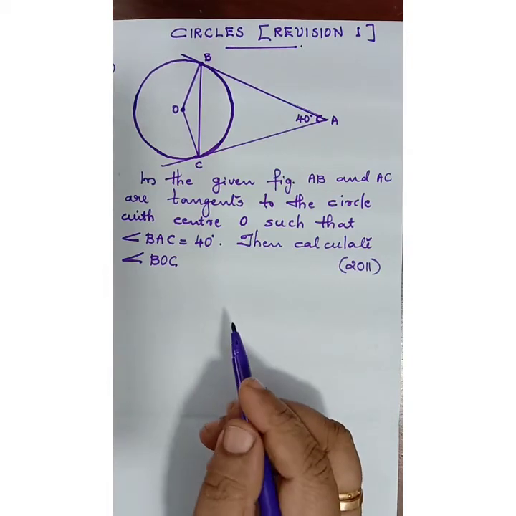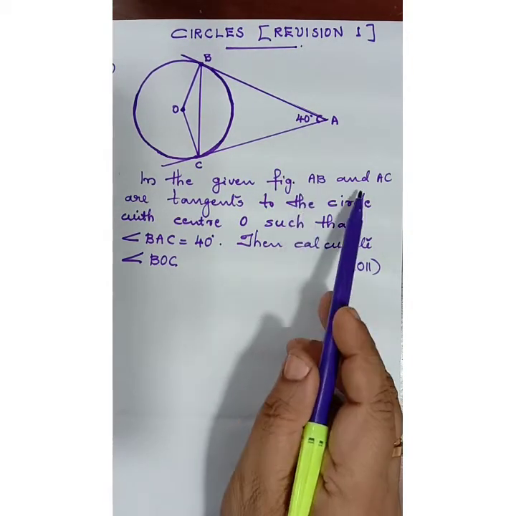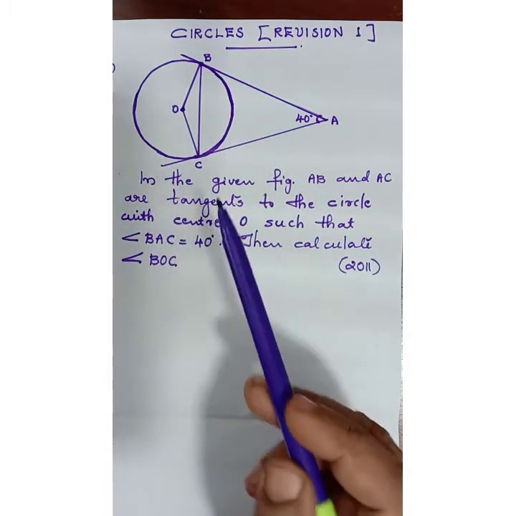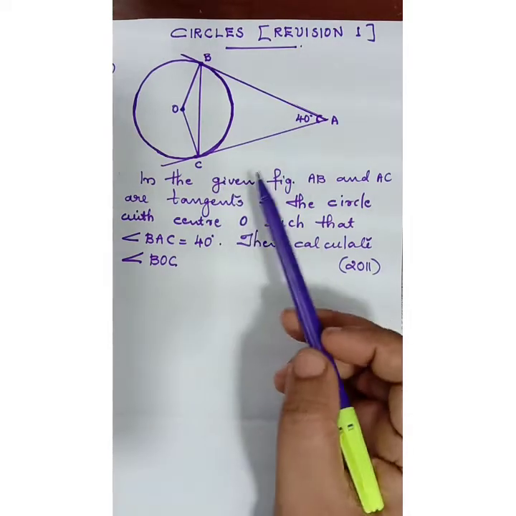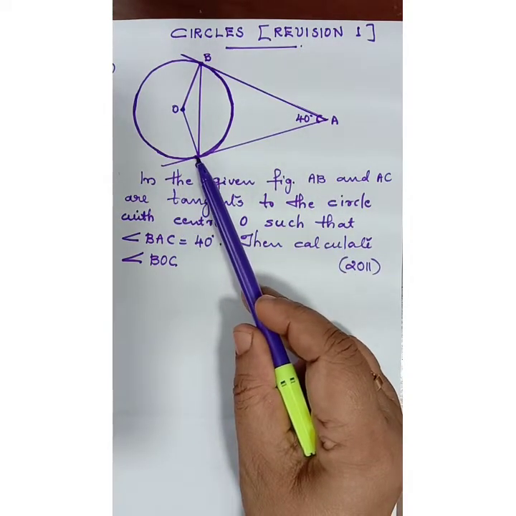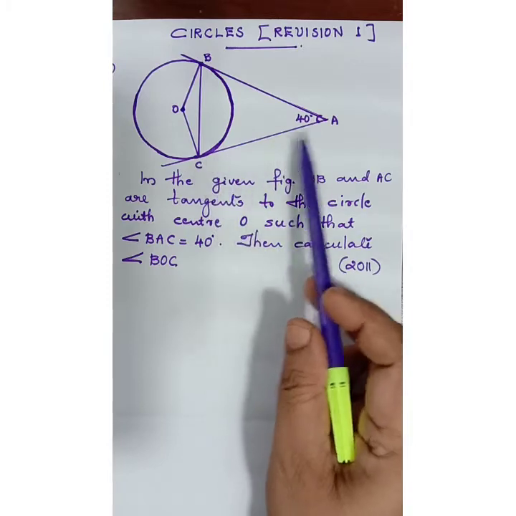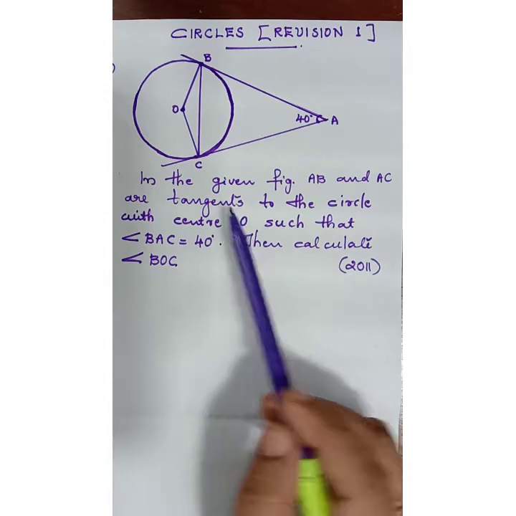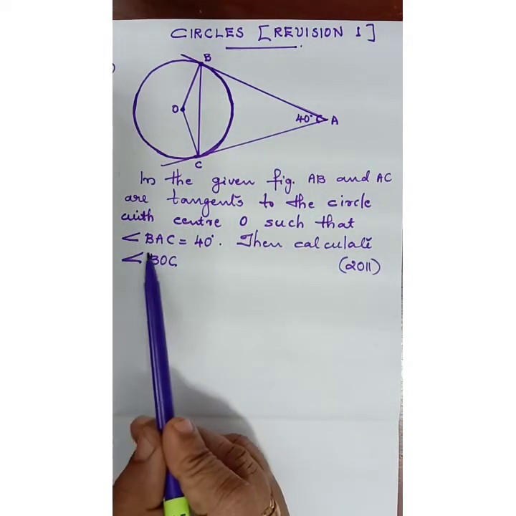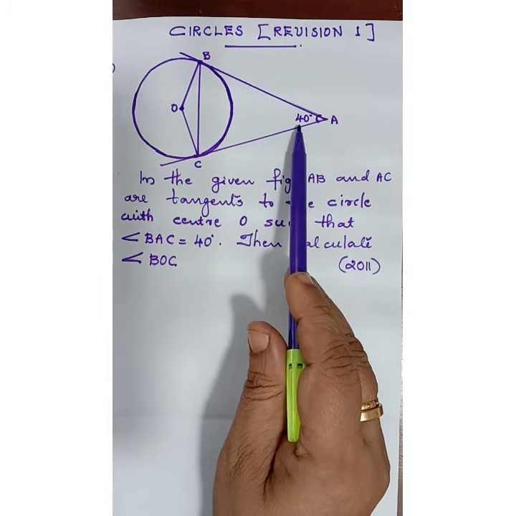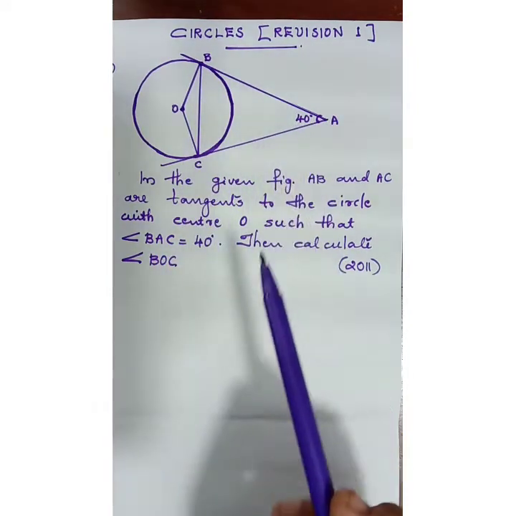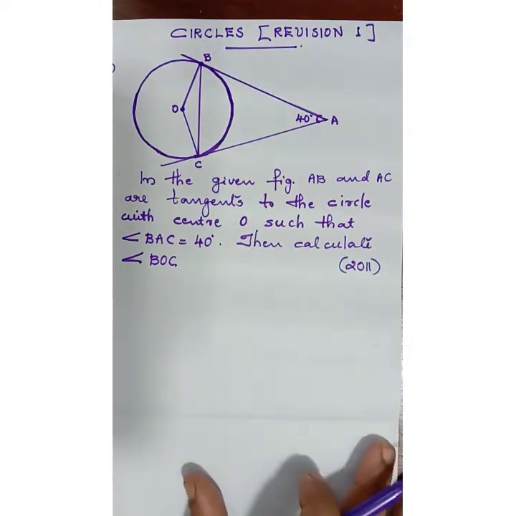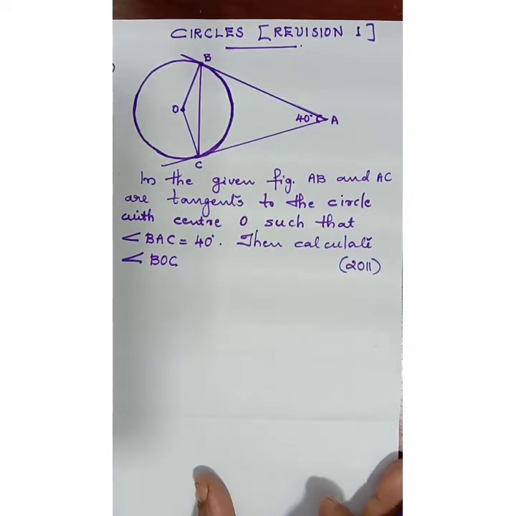Revision 1. First question. In the given figure, AB and AC are tangents to the circle. You can see AB and AC are tangents. What are tangents? They are lines which touch the circle only at one point. So here AC and AB are tangents to the circle with the center O, such that angle BAC is equal to 40 degrees. Then calculate angle BOC. So, very simple question. It is already asked in board examination.